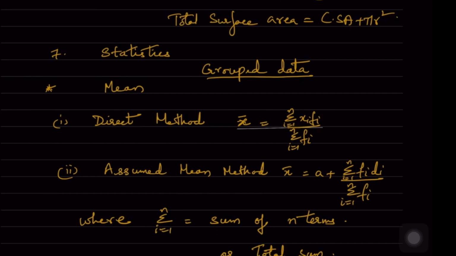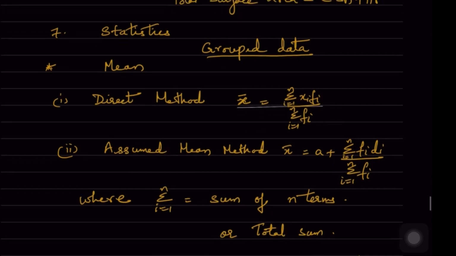So for the direct method, x bar is equal to summation i equal to 1 to n xi fi divided by summation i equal to 1 to n fi. Now the assumed mean method, I will tell you here. There is a formula: x bar is equal to a plus summation i equal to 1 to n fi di divided by summation i equal to 1 to n fi.